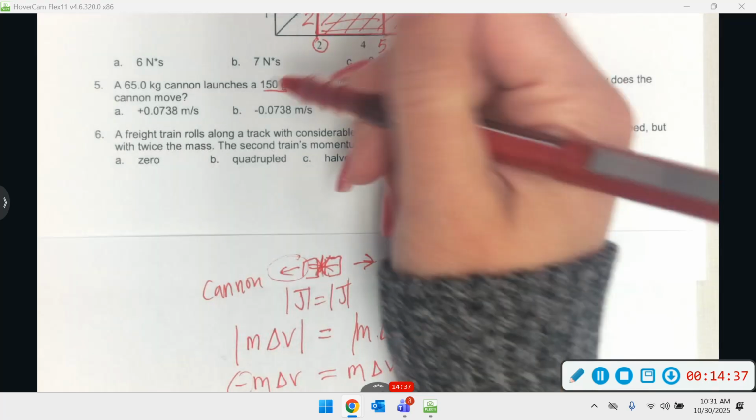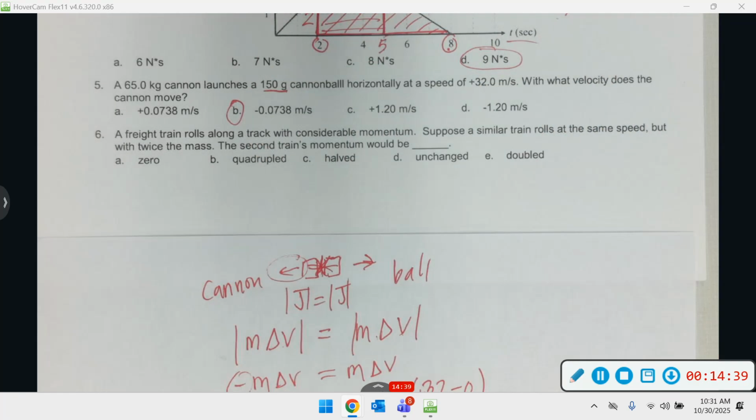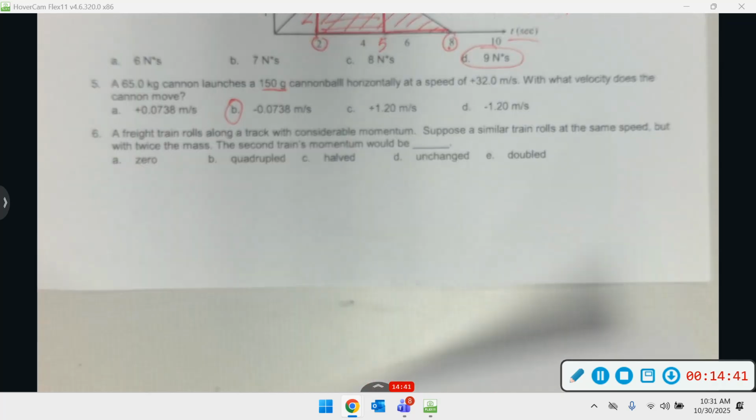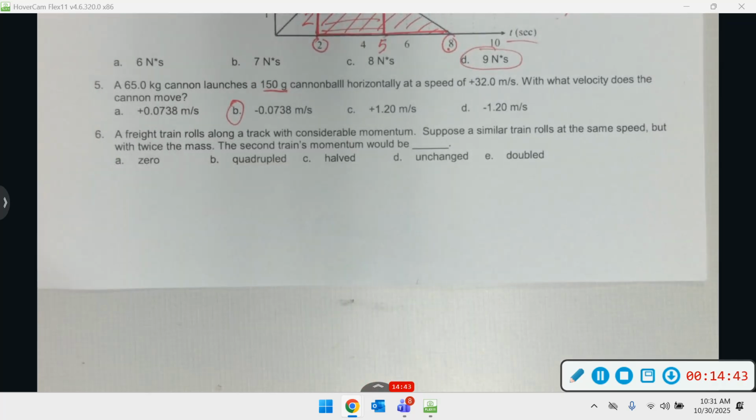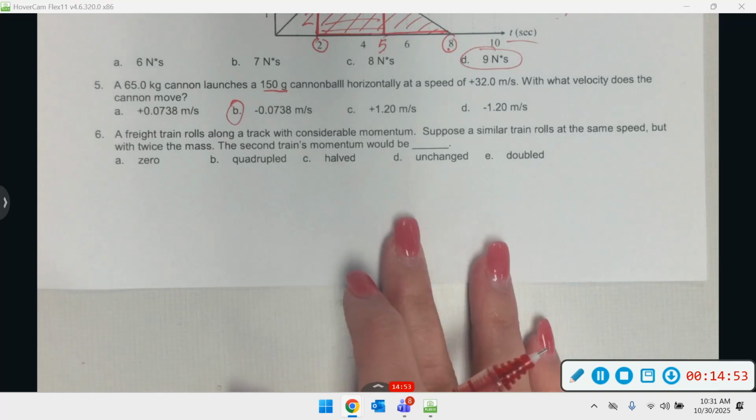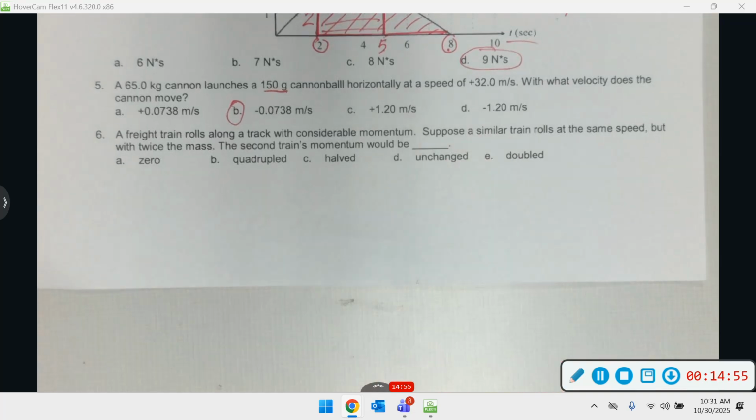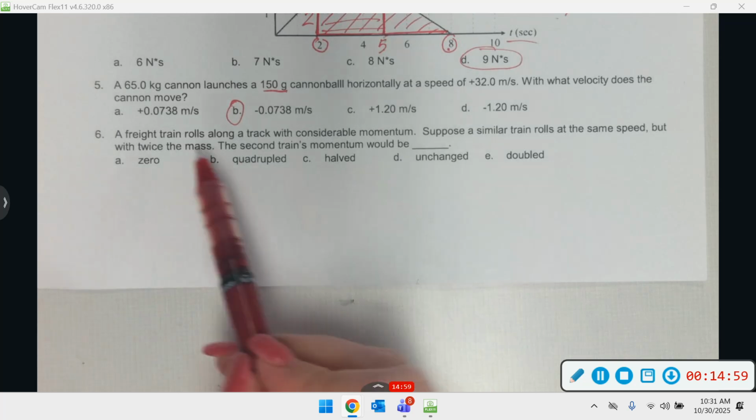And most of you got that. The most common wrong answer was A, which means you got the right magnitude, but you forgot to take into account which way it was going. Okay? Like, how do you know which way it was going? You draw a picture. I already drew the picture. All right, so again, when you fire something, one of them is going to go forward, one of them is going to go backwards. So they have to have opposite signs.